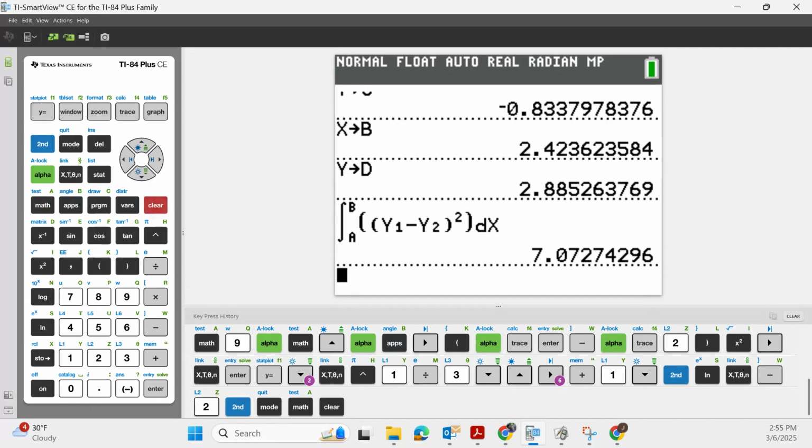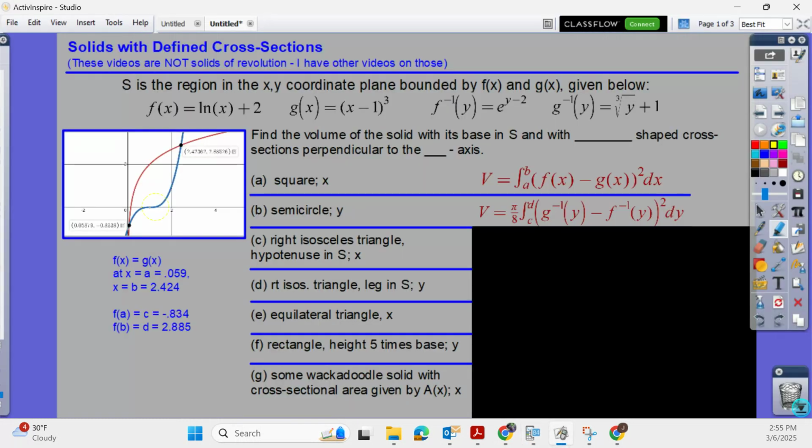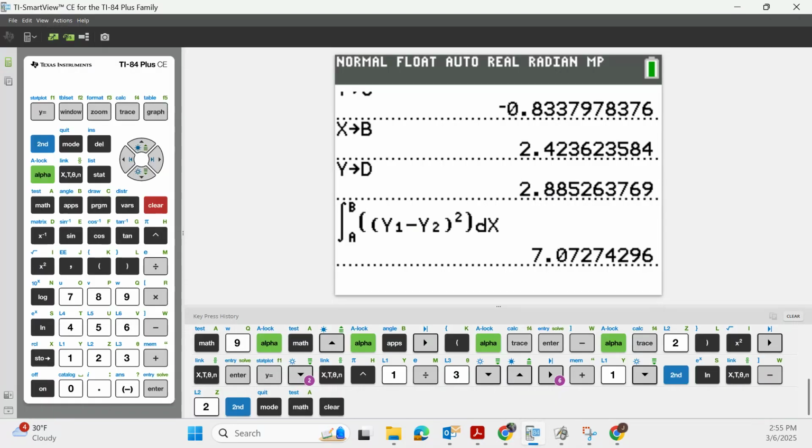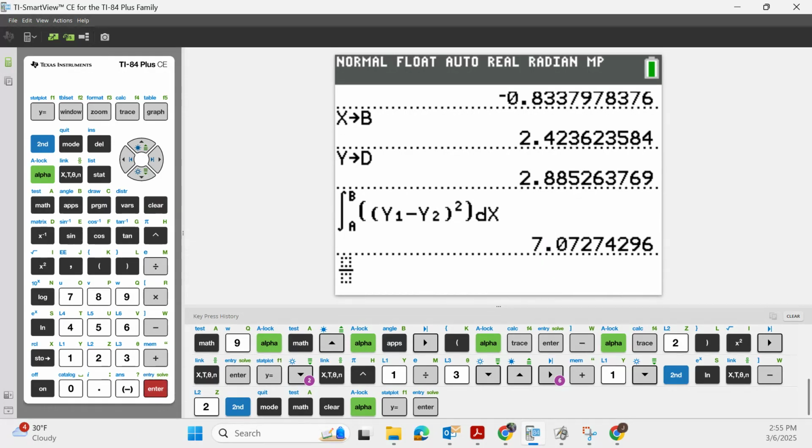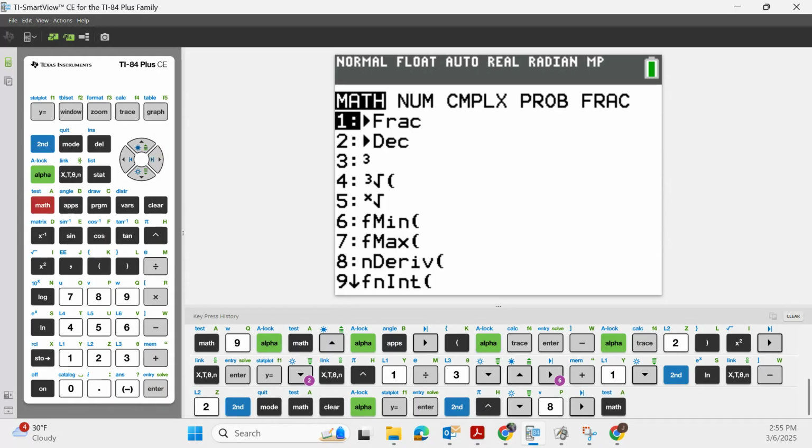Actually, before I do the integral, it's pi times the integral, right, on this one. This is semicircles. So I have pi over 8 out front, that coefficient. Let's put that on there. So start with that and do alpha y equals to get the fraction tool. Hit enter. And pi over 8. And then math 9 for the integral.